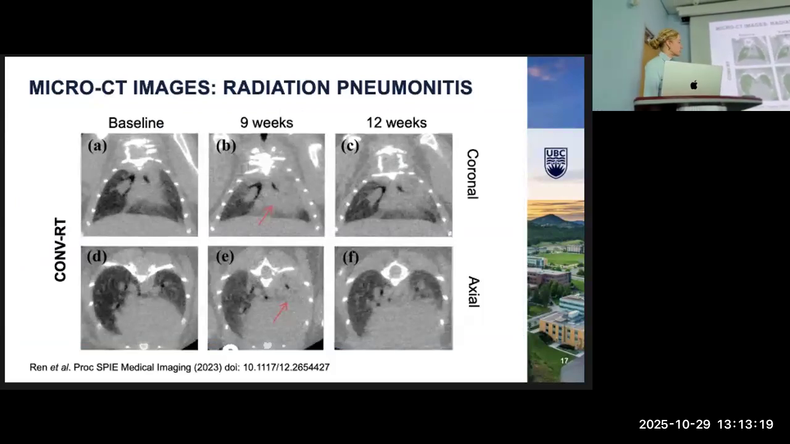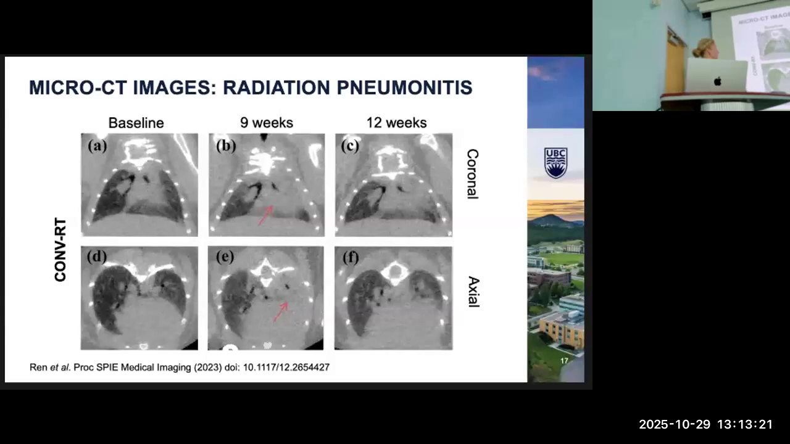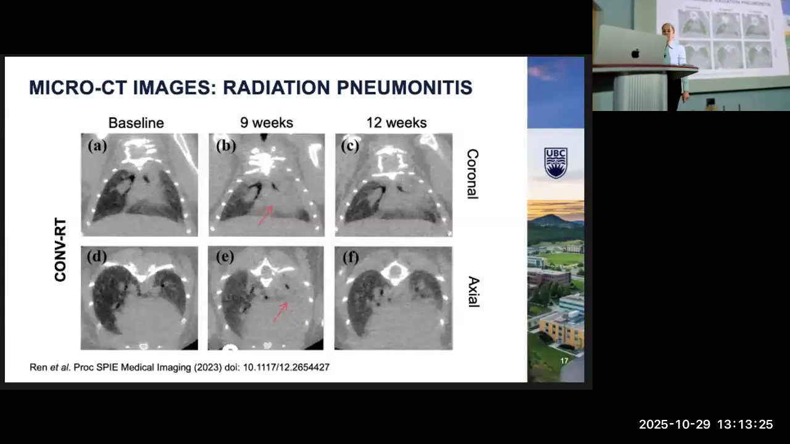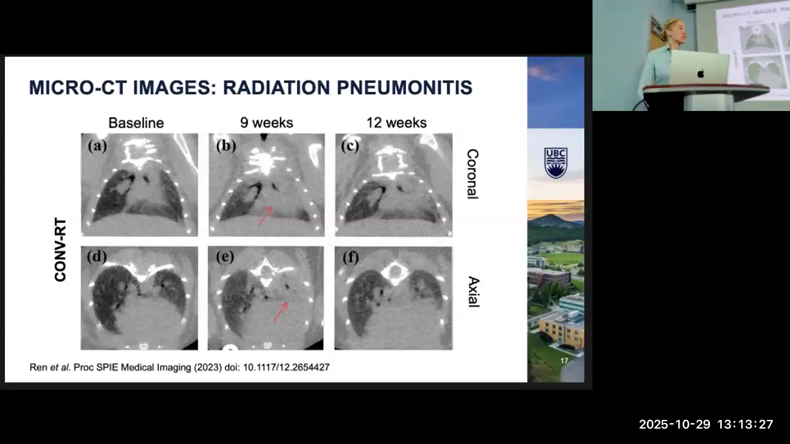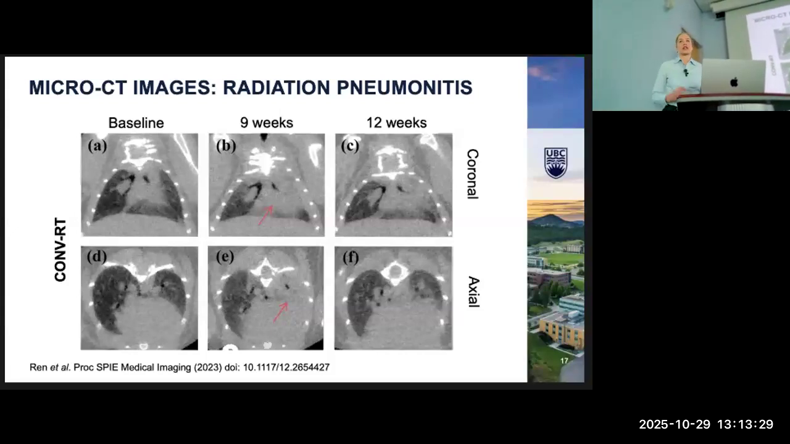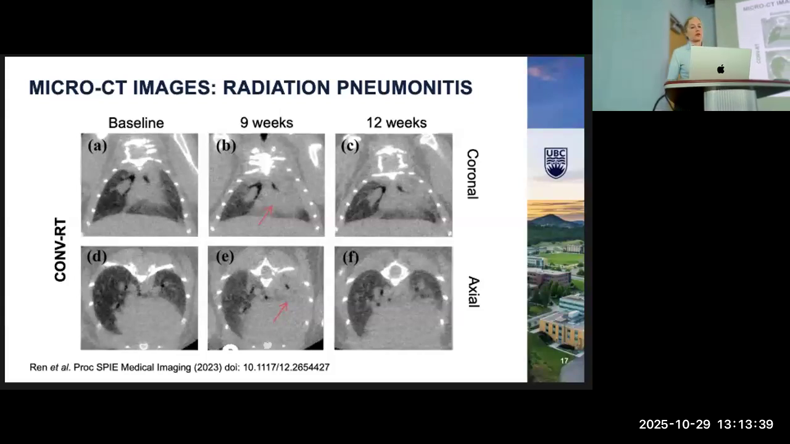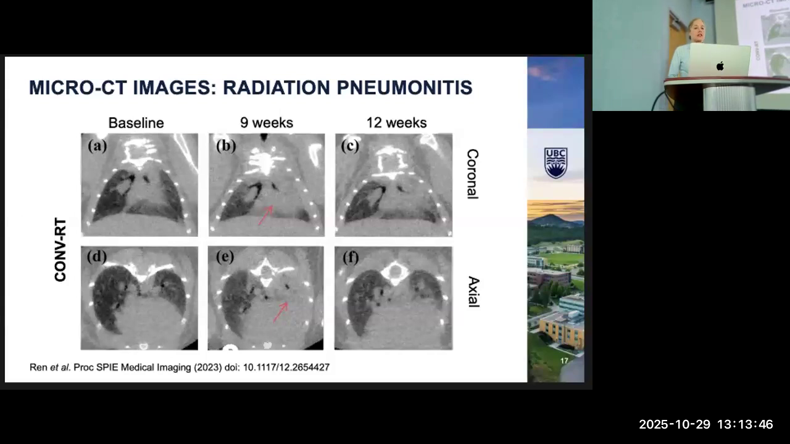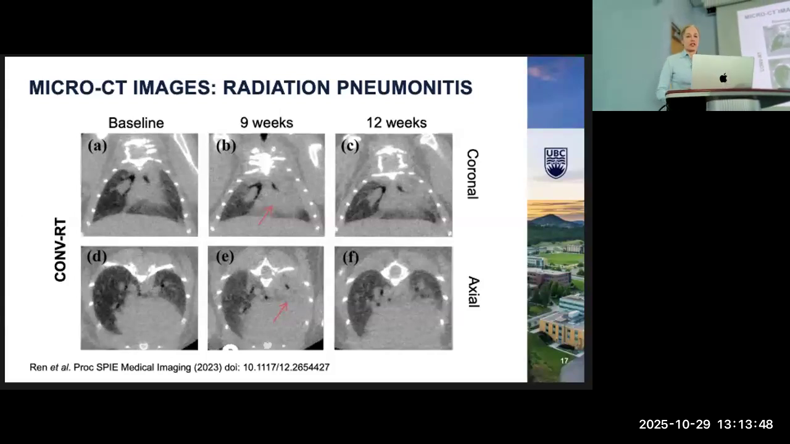And in the 9-week, you can see half of their lungs has kind of filled in by this red arrow. Those filled-in spots are fluid building up inside the lung. So that's our radiation pneumonitis. And then at 12 weeks, you can see it's cleared out. So we know it's radiation pneumonitis because it came and then it cleared again. We did detect radiation pneumonitis in a number of animals in the 9 to 12-week range.